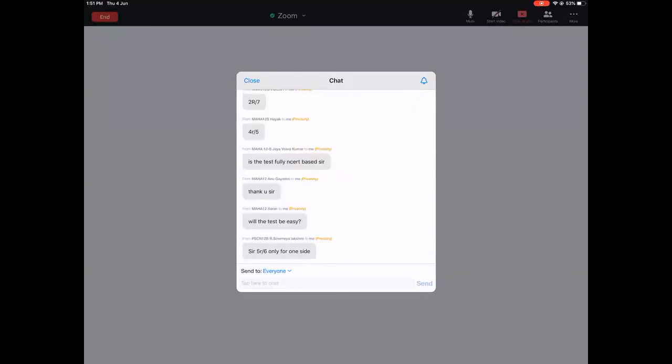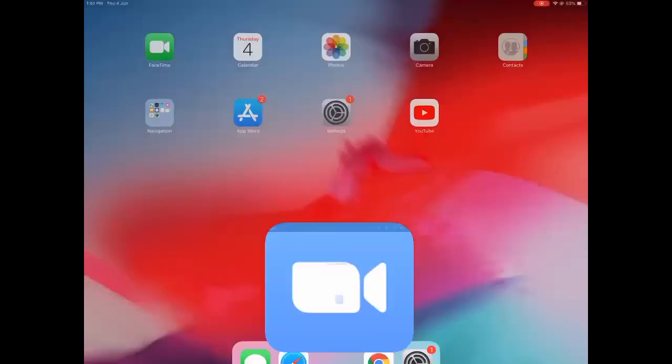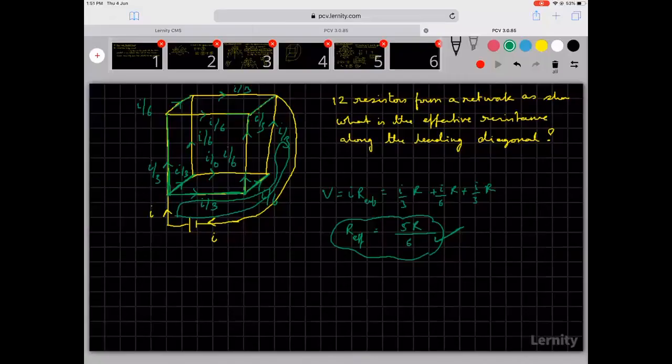No, it is not 5R by 6 only for one side. It is whatever R effective is from here to here. Only I current is going, I current is coming. So I into R effective is equal to whatever happens. What is happening is, this is equal to I into 5R by 6. So 5R by 6 must be equal to R effective. It is not only for one path.